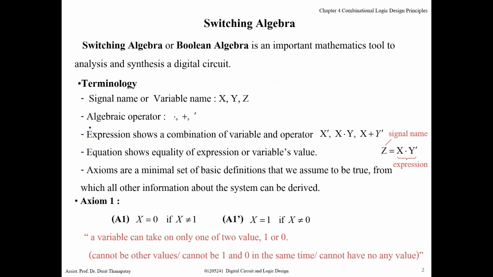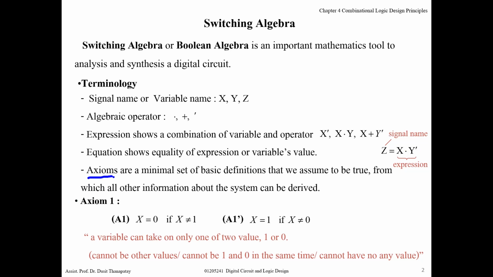And for the algebraic operators, AND we write with a dot, or OR we write with a plus sign. For invert, we use a dash or prime to represent the invert function. An expression shows the combination of variables and operators, for example x prime, the invert of x, and y, or x or y prime, something like this. And an equation has an equal sign, z equal to x and y prime.